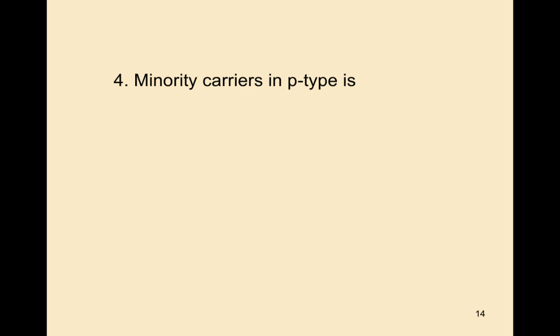Next question: minority carriers in p-type are electrons or holes. Electrons are the minority carriers in p-type, so A is the correct answer. Majority carriers are holes in a p-type semiconductor, whereas in an n-type semiconductor, electrons are the majority and holes are the minority.